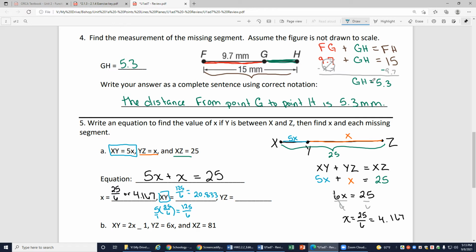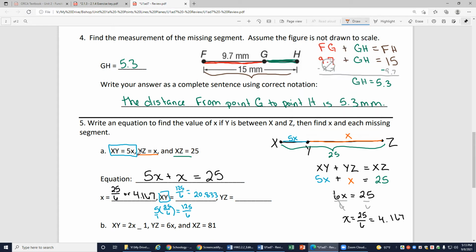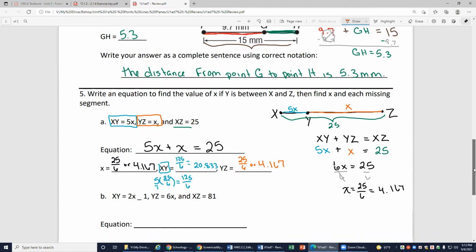Both of these answers are correct. You only have to give me one. All right, and then the last one, yz, that they're asking me for, because they didn't have to ask me for xz because that's already, we know that's 25, okay? So, well, that's just x. I know what x is. X is 25/6, or 4.167. Okay, so there is the answer to x, xy, and xz.